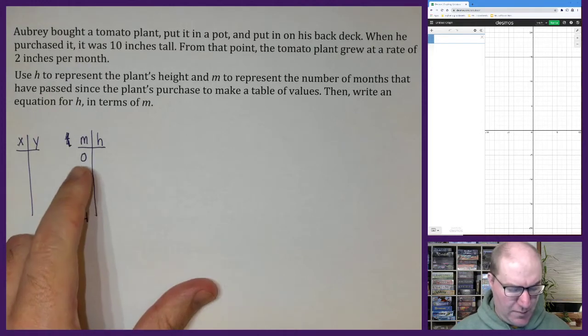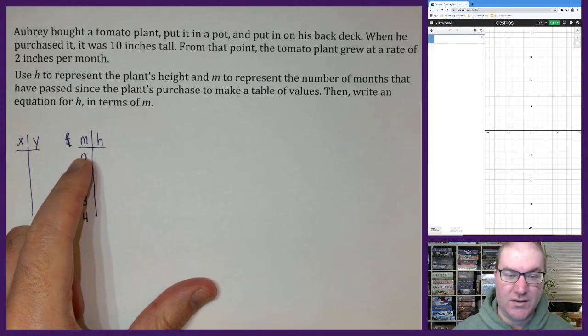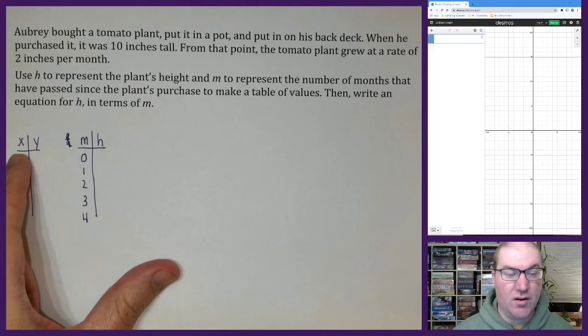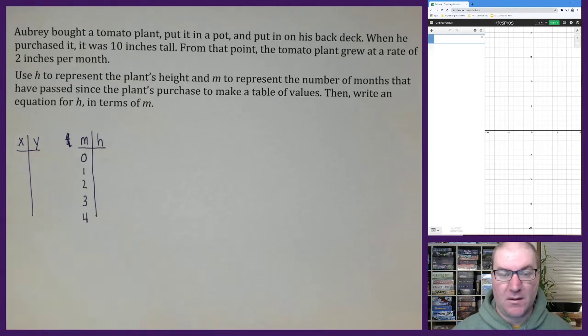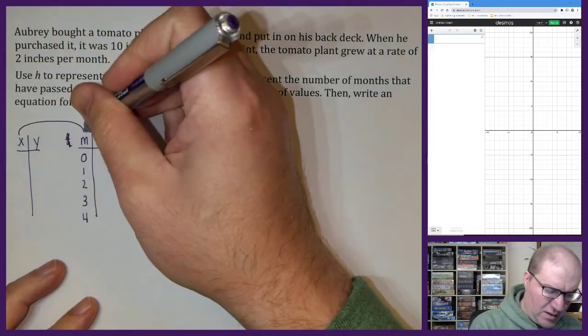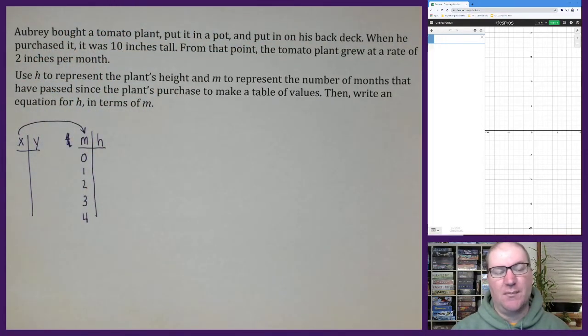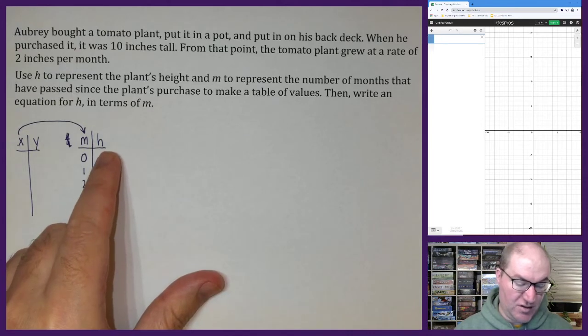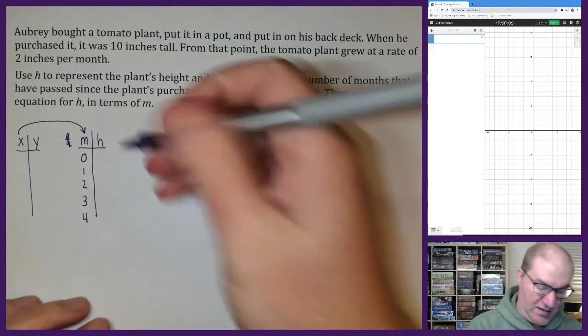So at 0 months, whenever you use 0 for X, what that means is that nothing has happened yet, right? In this word problem, no time has passed. And by the way, I forgot to mention this: most of the time, the X coordinate is time, because time is usually what everything else is based on. So if no time has passed, how tall in inches is this plant? They told us that it's 10 inches tall.